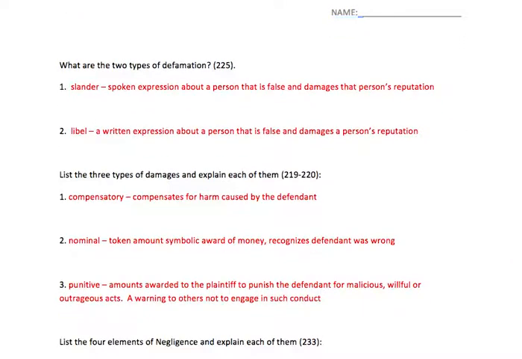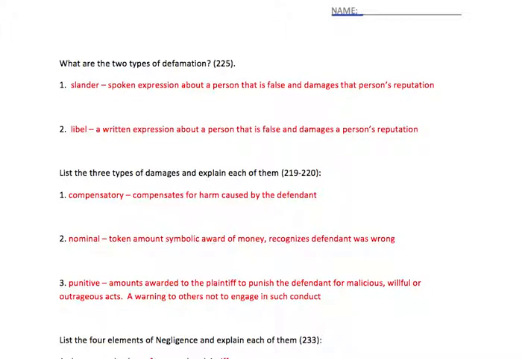One of the first questions here, for an intentional tort, what are the two types of defamation? One of the types is slander, and that's the spoken. So talking about someone's reputation, damaging it, because you're making false claims. Again, there's always got to be three parties. It can't just be you and the defendant. It's got to be a third party. And then libel is a written expression about a person, actually writing down those false claims, and hurting that person's reputation.